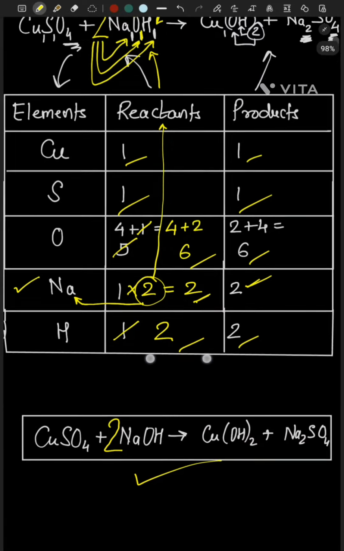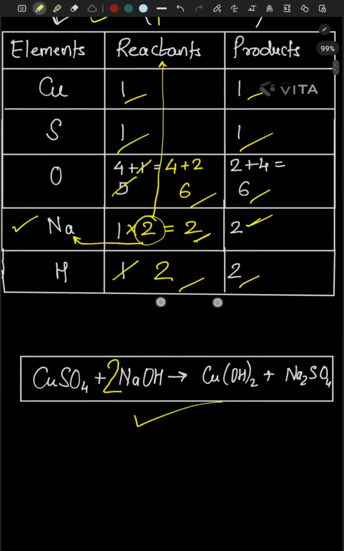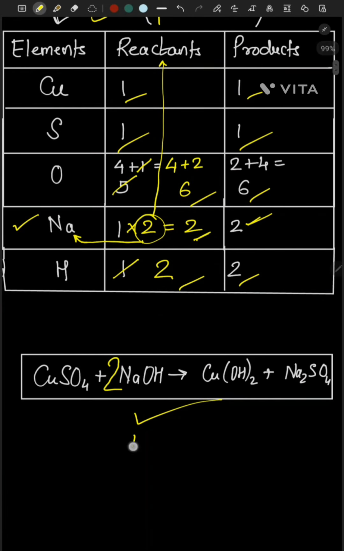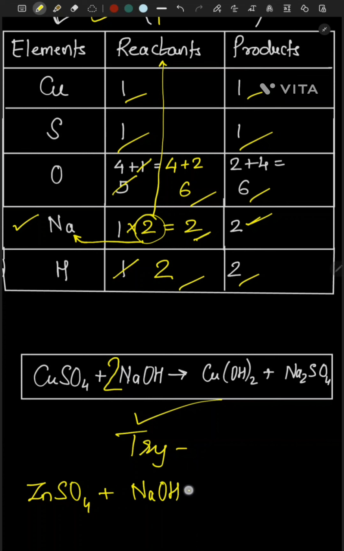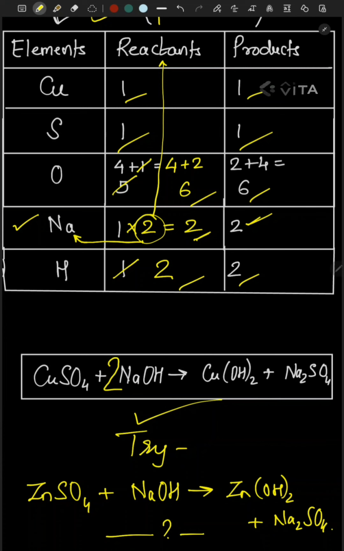In the same manner, now I want to give you one for trying. So I want you all to try this. Okay. So for practice, we have a chemical reaction: zinc sulfate reacting with NaOH, sodium hydroxide, results into zinc hydroxide plus sodium sulfate. So try this and comment your answer.